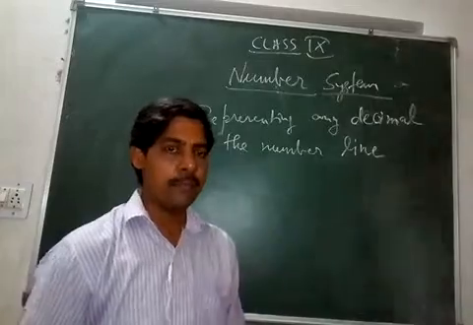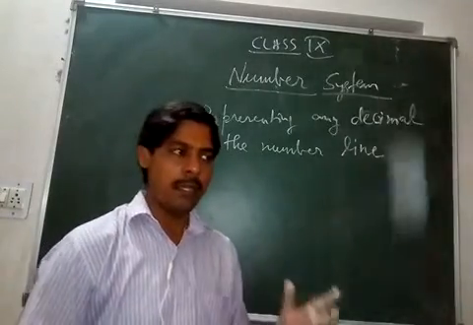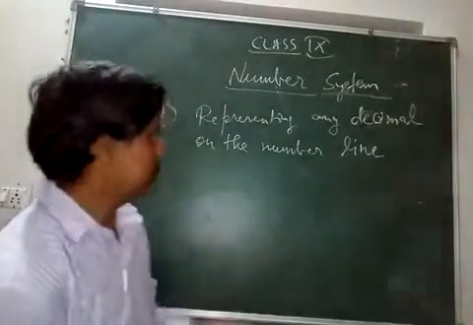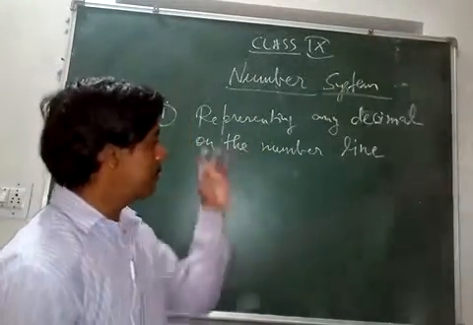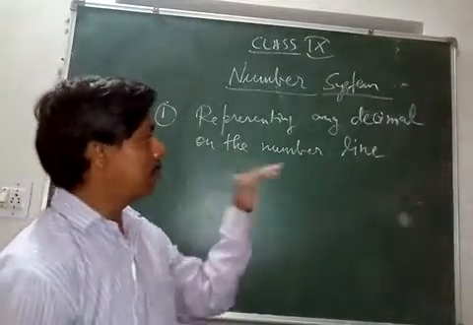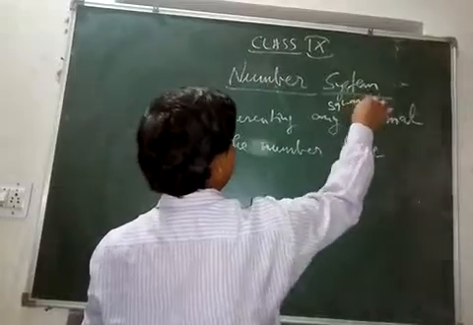As you know, we are doing chapter number 1, number system, and till now we have read real numbers, rational numbers, and irrational numbers. So here in this question, we will try and represent the square root of any decimal on the number line.